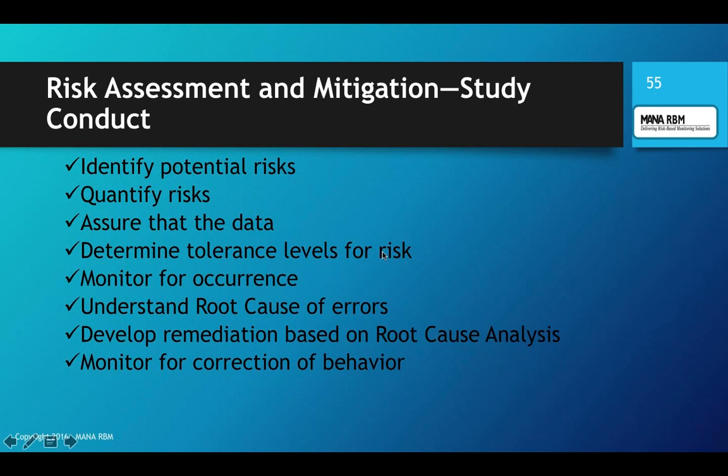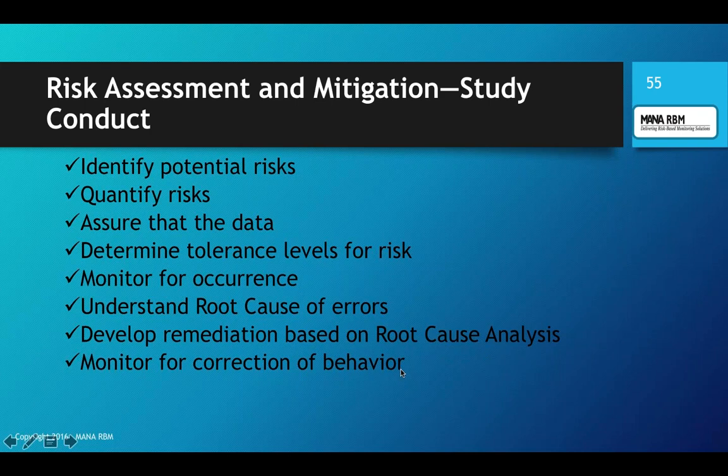You need to determine the tolerance risks. So which are the sites, what's the level at which you are going to say, we need to do something, and which is the level that you can say, oh, this is noise. You want to monitor for the occurrence. You want to understand why that error or issue occurred. Figure out how you're going to do that remediation based on the reason for the occurrence. And finally, you're going to monitor for correction of the behavior.